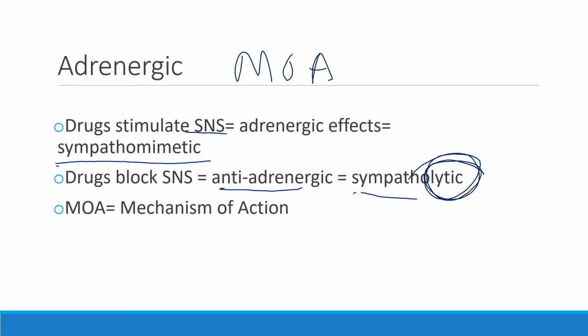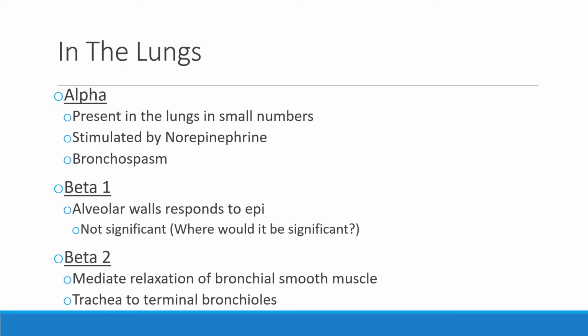So when we're looking at the mode of action of adrenergic drugs like albuterol or epinephrine, these stimulate the sympathetic nervous system to give the adrenergic effects, or the drugs that we give will mimic the adrenergic effects as well. In the lungs, we have alpha, beta 1, and beta 2. We've already talked a little bit about this, but here we go. Alpha, present in the lungs in small numbers, is stimulated by norepinephrine. And alpha in the lungs will actually cause bronchospasm, right?